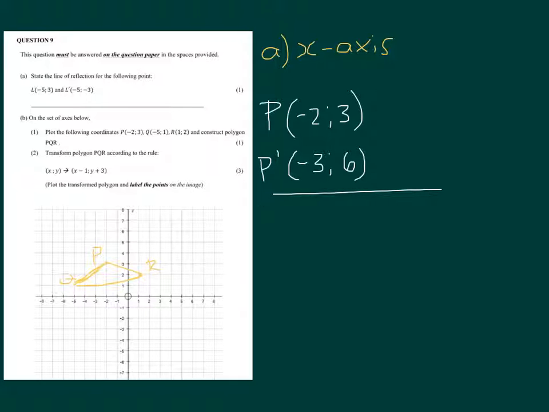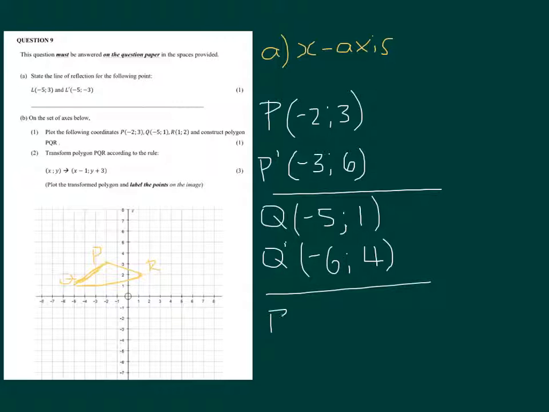Let's take our Q next. Our original, we've got -5 and 1, and for the x coordinate we have to subtract another 1, so Q dash, we're going to have -6, and we'll have 4 because we've added 3.